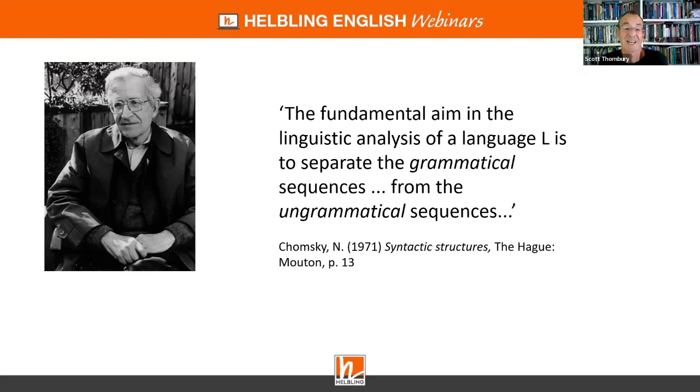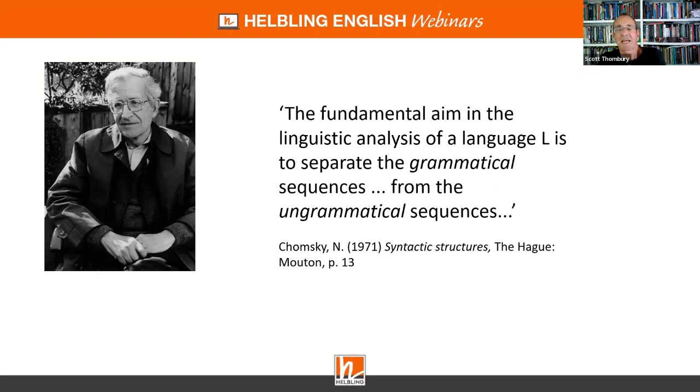Now, of course, a lot of people say, no, actually, the fundamental aim is about semantics as well, about the meanings of these sentences. But he's not interested in the meanings. He's interested in the syntax. So this is the distinction.